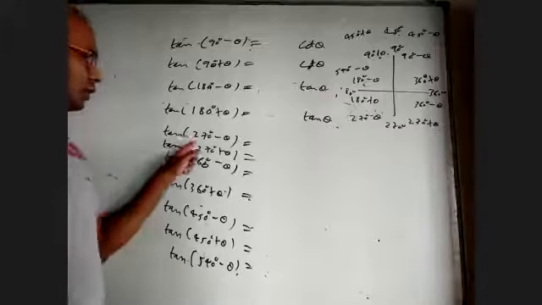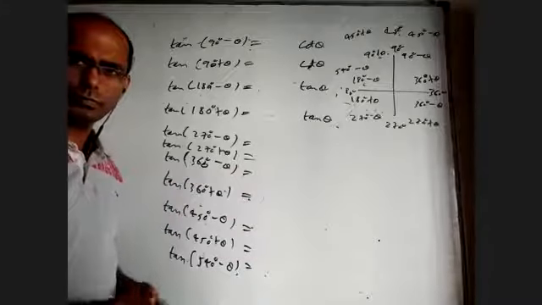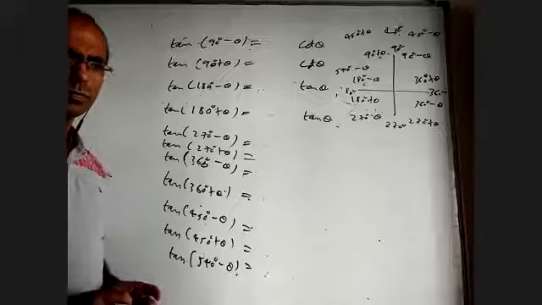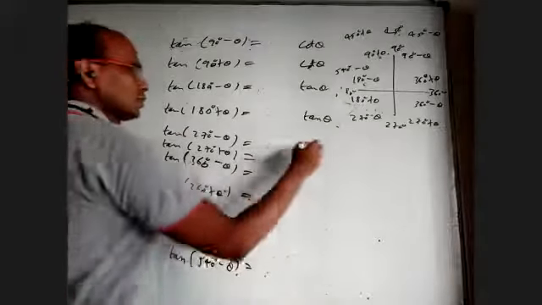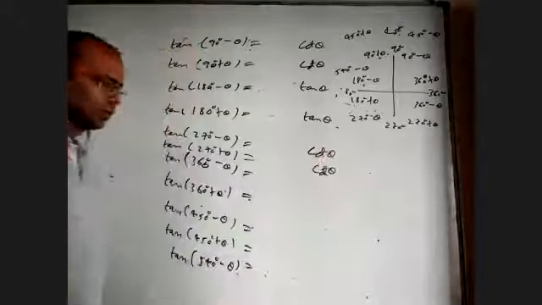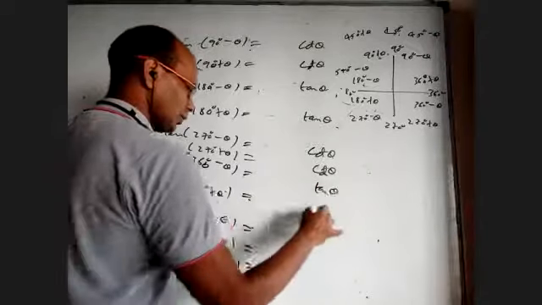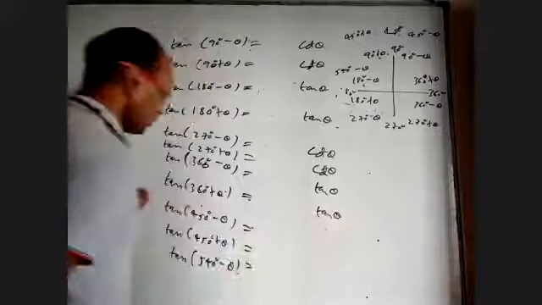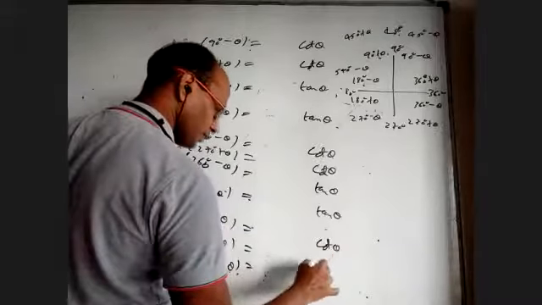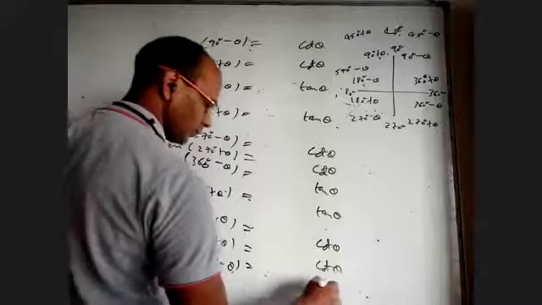Harika, what will come here? When you take tan 270 minus theta, will tan come or cot come? Sir, cot will come. Cot, because it's odd multiple of 90. This is cot theta and this is also cot theta. Then this is even multiple of 90, so again tan theta. 450 is odd multiple, so again cot theta. And this is even multiple.